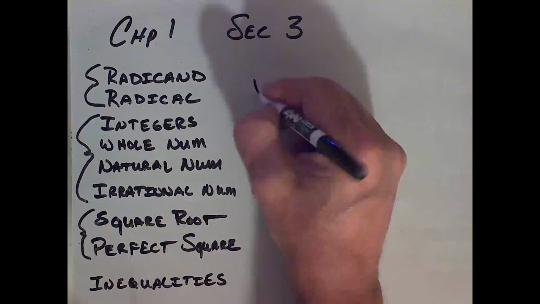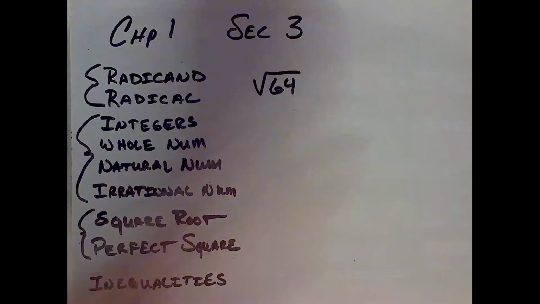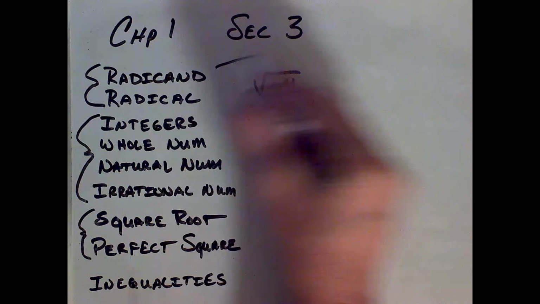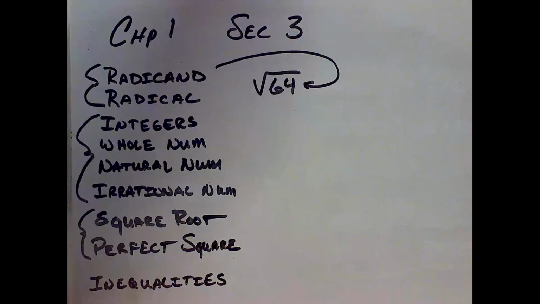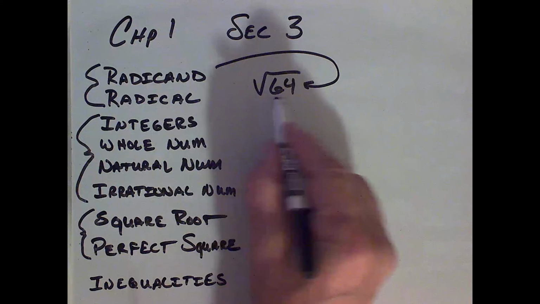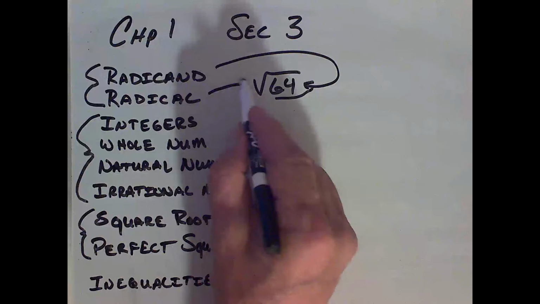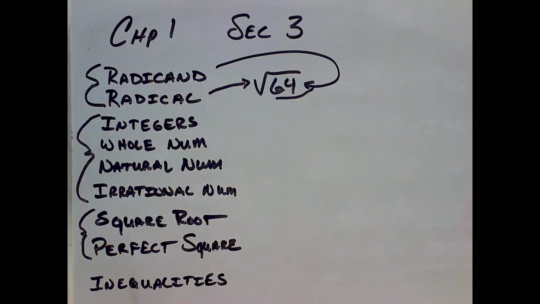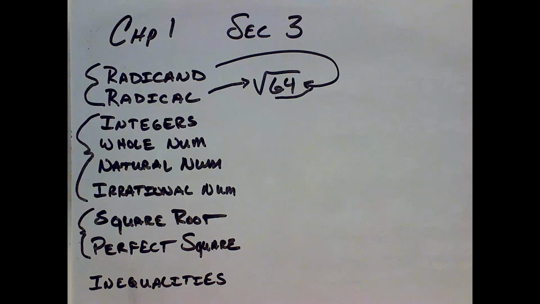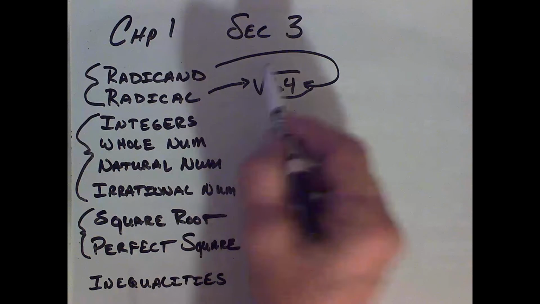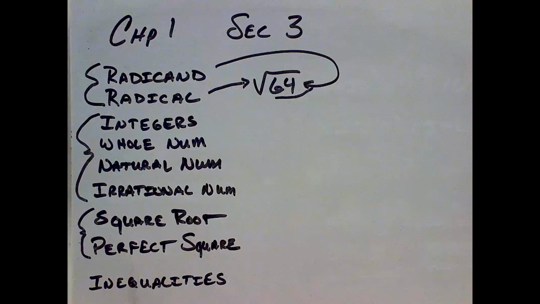I'm going to first take a look at radicand and radical. I'm going to put out here the square root of 64. The radicand is the number 64 in here. This number right here is the radicand. The radical is this square root sign that's sitting out in front of it. So you have radicand, which is the number inside, and radical, which is the square root sign.